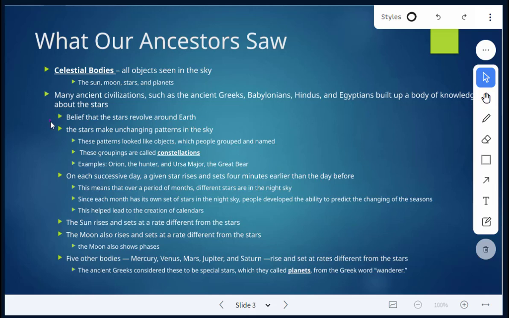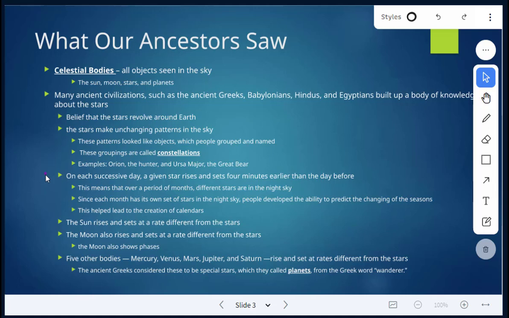They saw that the stars were making unchanging patterns in the sky. These patterns, they looked like objects, and so people grouped them and named them, and those groupings are called constellations. Some examples: Orion the Hunter, Ursa Major, the Great Bear.